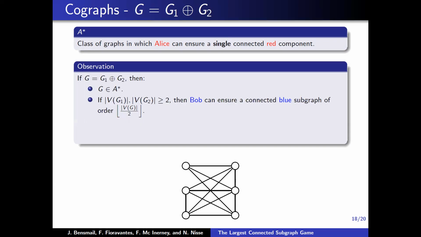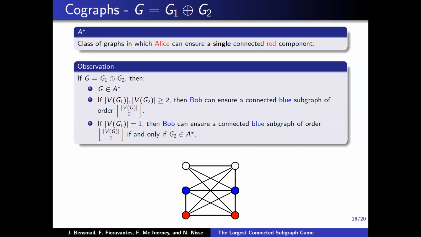And the simple observation to make is that if G is a join of two cographs, then G must be in A star, so Alice can make one connected red component. And if both these cographs have at least two vertices, then Bob can ensure a connected blue subgraph of at least half the vertices rounded down. So the idea is simply that whenever Alice plays on one of the cographs, Bob plays on the same cograph. Whenever Alice plays on the other one, Bob plays on the other one, and now they both dominate all the vertices of G, and so they both can get half the vertices. Alice rounded up, Bob rounded down.